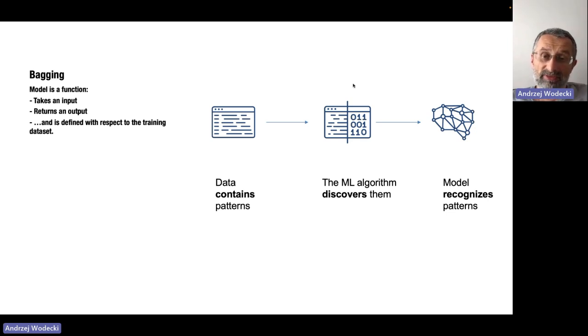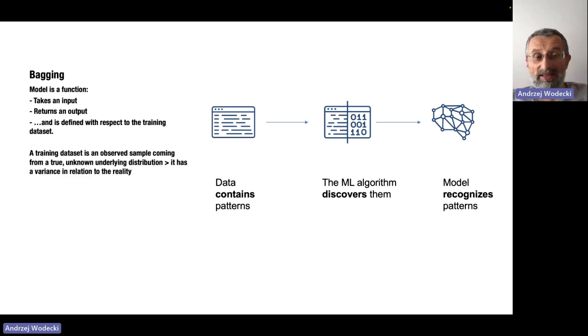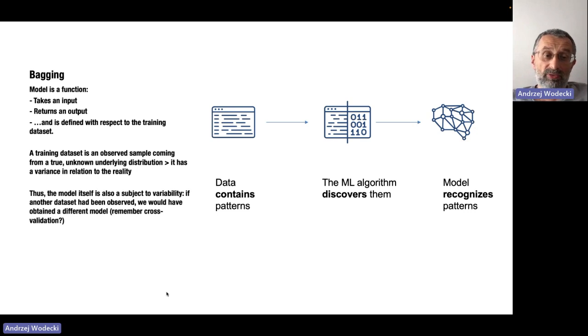This function is defined with respect to the training data set. And a training data set is an observed sample coming from a true unknown underlying distribution, so it has some variance in relation to reality. We should be aware of this: for example, when we have 1 million customers and only have history for 10,000 of them, the sample we have in the training data set is just a sample of the underlying distribution. So this model itself is subject to variability. If another data set had been observed, we would have obtained a different model.